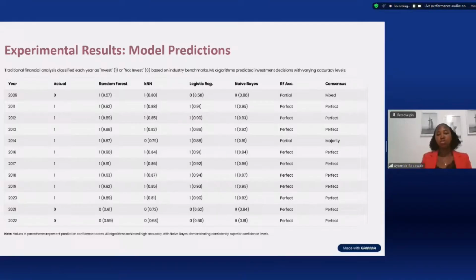So this result was fed into our 4 machine learning models: random forest, k-nearest neighbor, logistic regression, and naive Bayes. We fed the models the results from each year, and according to the results, random forest's performance was 0.57. So out of 1, if 1 is the result to invest and 0 is the result not to invest, his result was 0.57. For k-nearest neighbor, the result was 0.80. For logistic regression, the result was 0.69.